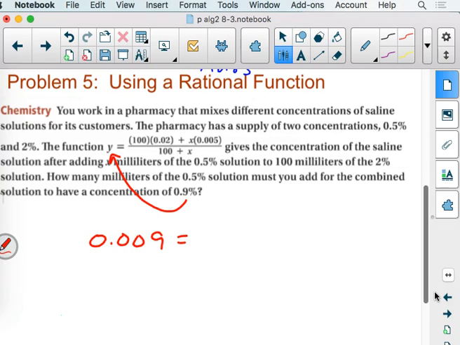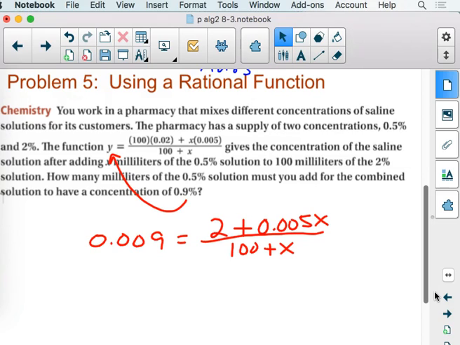Now, I don't want to punch in that mess they have up here, so what I would do is simplify it a little bit and say, well, 100 times 0.02, that just moves the decimal over 2 spots. That's a 2 plus 0.005x over 100 plus x. Now, we can solve this with algebra.